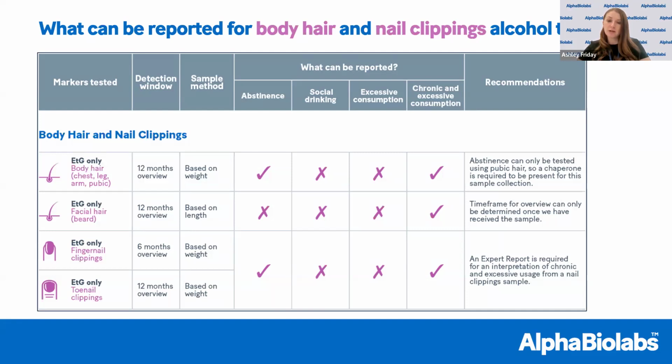And then for your finger or your toenails, we can do 6 or 12 months, depending on which one is available. And again, we can offer abstinence or chronic and excessive consumption. But with the nail sample, you would need to opt for an expert witness report for chronic and excessive usage in a nail sample. So just a few things to bear in mind when you're deciding what type of testing would be most suitable. It depends on what you're looking for in relation to abstinence or chronic and excessive consumption and what your client has available as well.